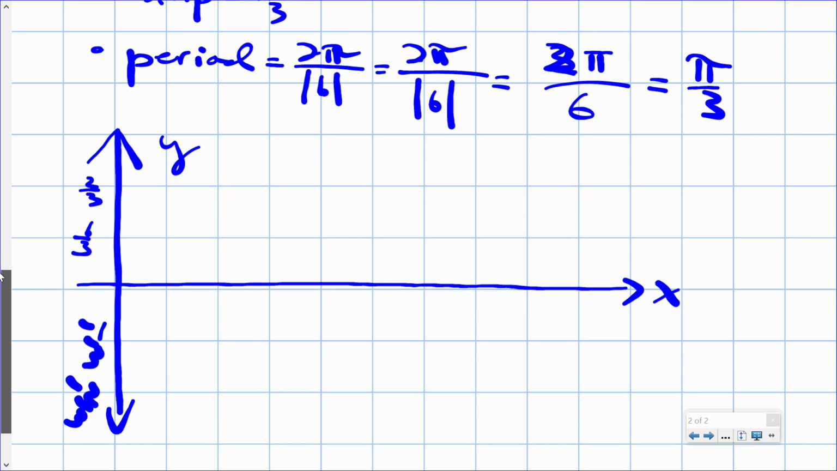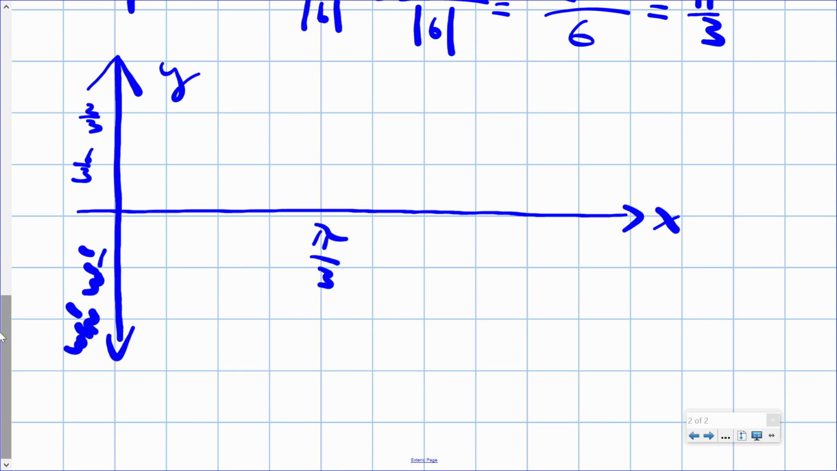Okay. The period is pi over 3. So I'm going to make 4 tick marks. 1, 2, 3, 4. Here's pi over 3. That's the end of our period, the end of one cycle. We'll finish at pi over 3. Now, what would be 1/4 the way of pi over 3? If you take pi over 3 and chop it into 4 pieces, what's the first piece? What would that be?